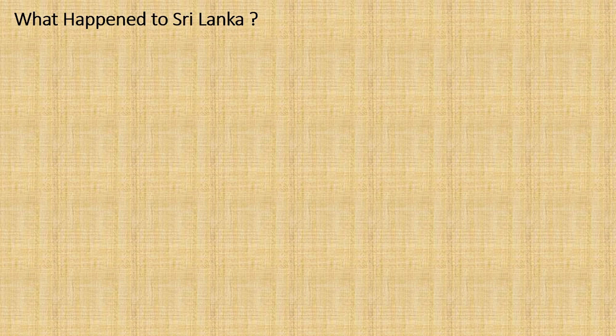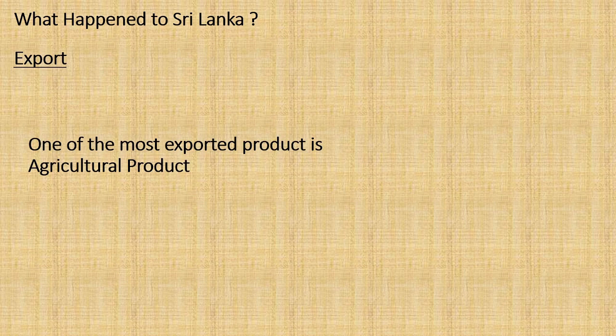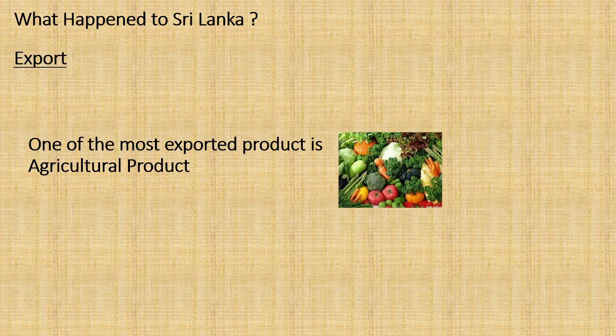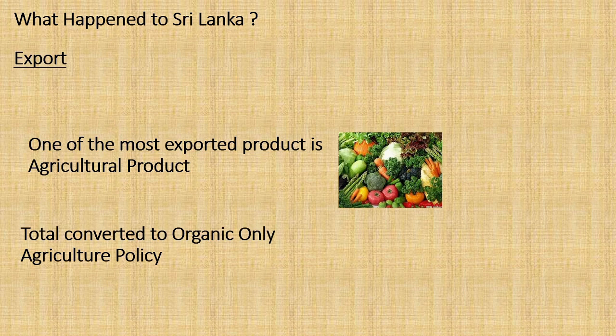Now come to the topic. What actually happened to Sri Lanka? In case of export, one of the most exported products of Sri Lanka is agricultural products. They bring millions of dollars through exporting agricultural products. But the government did not want this happiness. What they did, they took a policy, that is total conversion of agriculture to an organic-only policy.